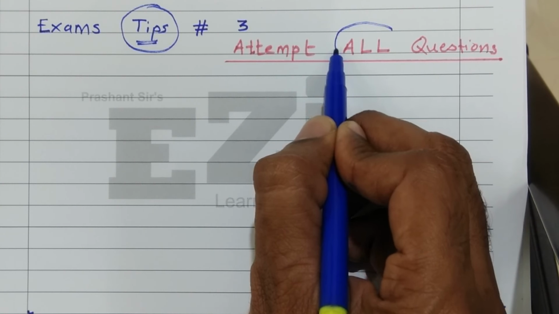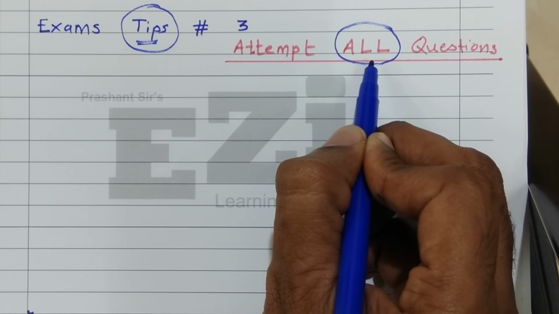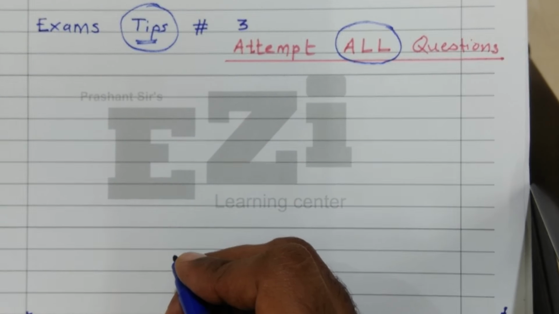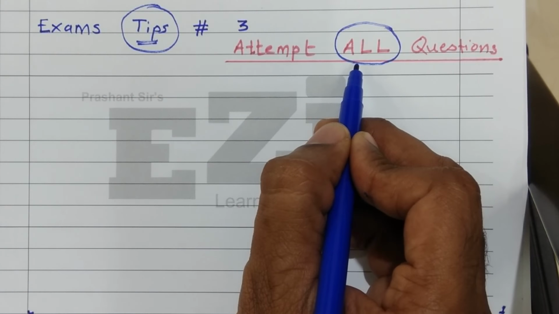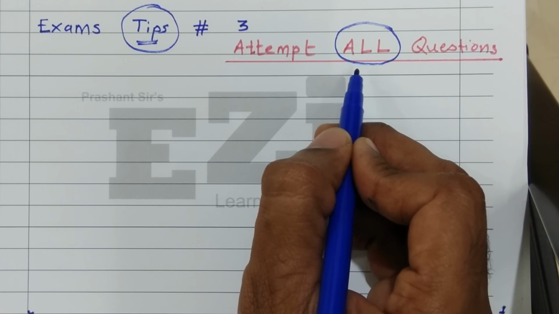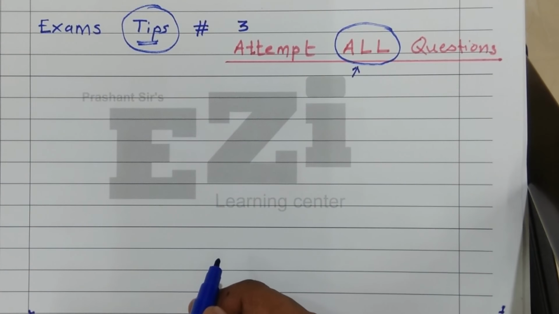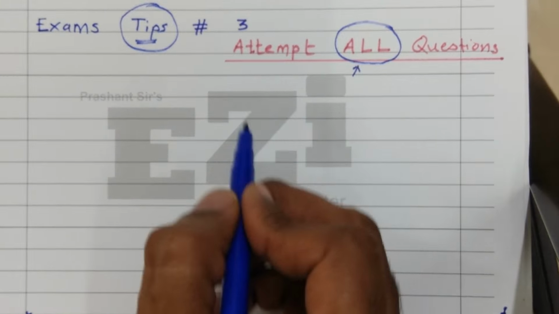Now please do not misunderstand this word all. All means, say suppose there are 11 sub questions you have to attempt, then I don't mean all 11 questions. I mean something else. So let me explain to you, or let me reveal the secret of this video.